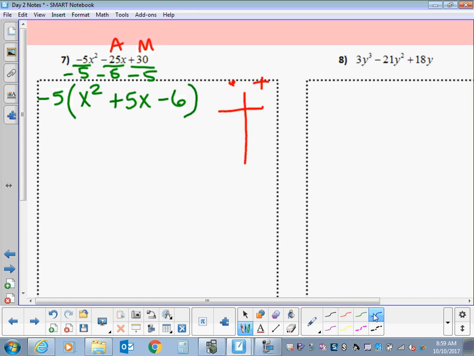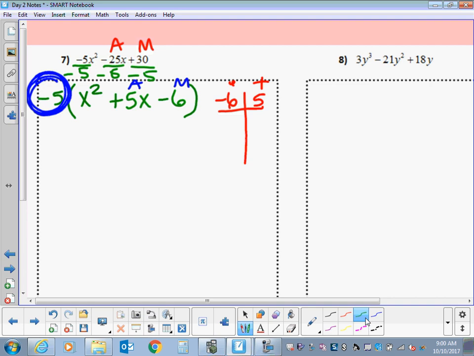What I want you to do, we still have 3 terms. My middle term is A, my last term is N. I want you to circle this GCF of -5. I'm going to act like it doesn't even appear right now. We don't even need it right now. I'm only looking at my x squared plus 5x minus 6. So now I need two numbers that multiply to give me what? -6 and add to give me 5.